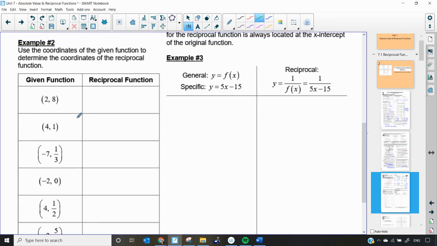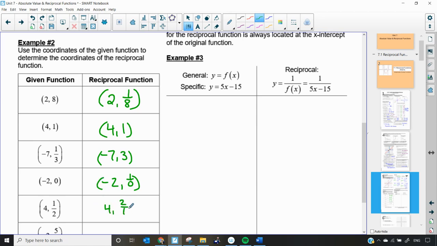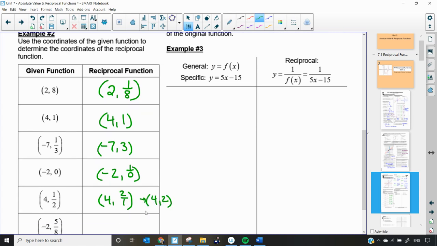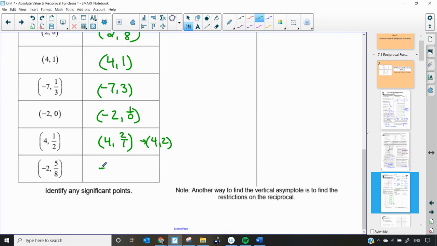So if we're given the point 2 comma 8, the reciprocal function would have coordinates at 2 comma 1 over 8. 4 comma 1 would become 4 comma 1 over 1, which is just 1. We would have -7 and 3 over 1. We'd have -2 and 1 over 0. And we'd have 4 and 2 over 1, which becomes 4 and 2. We have -2 and 5 over 8, so that would become -2 and 8 over 5.